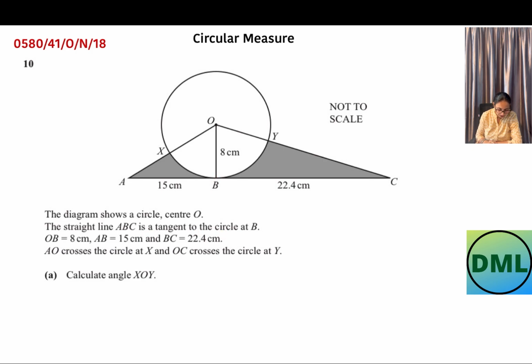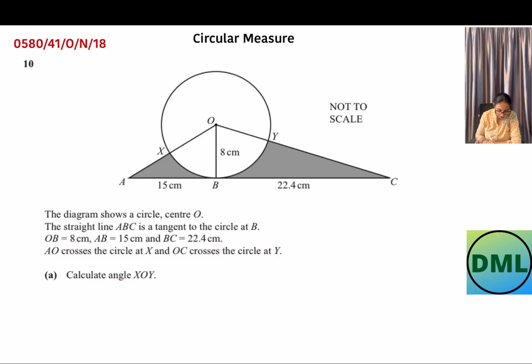OB is equal to 8 centimeter. This length is 8 centimeter. AB is equal to 15 centimeter. This is 15 centimeter. BC is equal to 22.4 centimeter. This is 22.4 centimeter. AO crosses the circle at the point X. OC crosses the circle at the point Y.